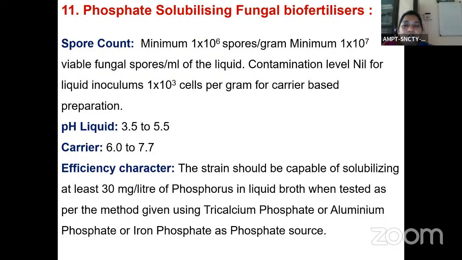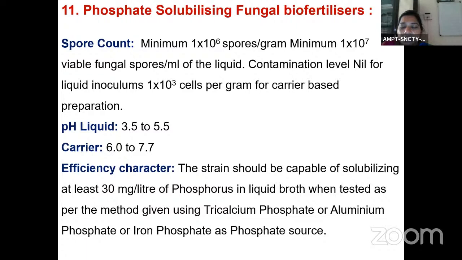If you go for the production of phosphorus solubilizing fungi, these fungi have specific quality parameters. For example, if you are producing phosphorus solubilizing fungi like Aspergillus awamori or Trichoderma viride or any consortium for decomposing, then we have to maintain the spore count. For phosphorus solubilizing fungi, we have to maintain a minimum of 1 into 10 to the power of 6 spores per gram, and 1 into 10 to the power of 7 viable fungal spores per 1 ml of the liquid. The contaminant level will be nil at 10 to the power of 3 dilutions. The pH of the liquid will be 3.5 to 5.5, and for the carrier, it should be 6 to 7.7.